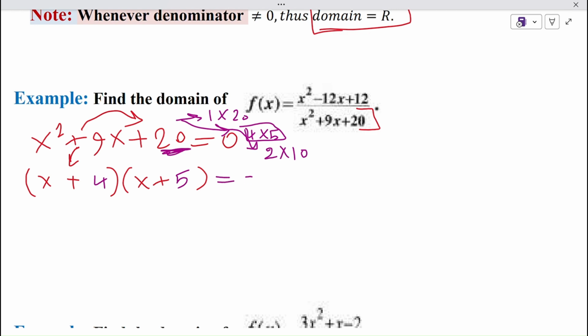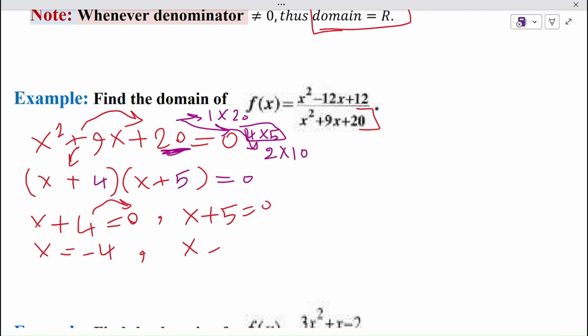Then after that, you have to find out the value of x. The value of x, here we have x plus 4 is equal to 0. Then x is equal to, put this 4 to the other side of this equality. This is equal to minus 4. What about this one? X plus 5 is equal to 0. Then x is equal to, put this 5 to the other side of this equality. So x is equal to minus 5.